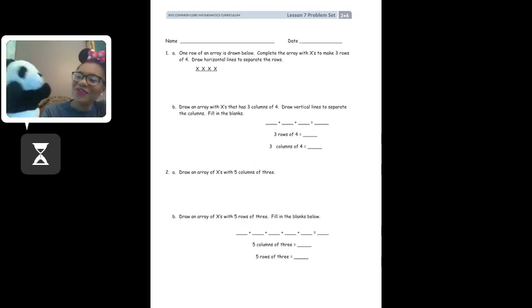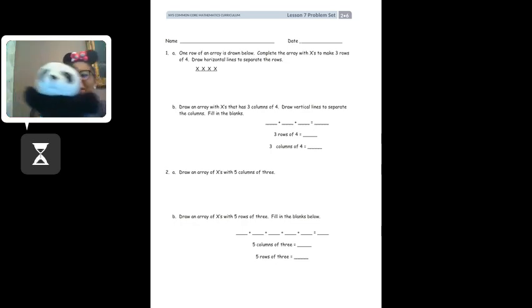All right, Kid Panda, thank you for reading the question aloud for us. Number 1 says, one row of an array is drawn below. I'm going to grab my red pencil. Complete the array with X's. So we're going to be drawing X's today to make 3 rows of 4. Draw horizontal lines to represent the rows. So we're going to be making 3 rows with 4 in each row.